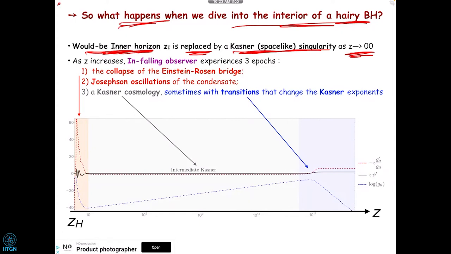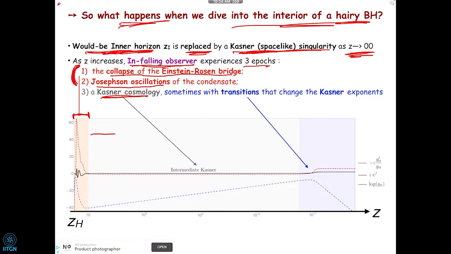And during this process, an infalling observer that crosses the event horizon will experience three epochs. The first one is what we call the collapse of the Einstein bridge. The second one is what we call the Josephson oscillations epoch on the condensate. And the third one is what we call the Kasner cosmology epoch. The first two epochs happen very near the event horizon. So once I dive across the event horizon, very near it but already in the interior, the observer will go through these two stages.